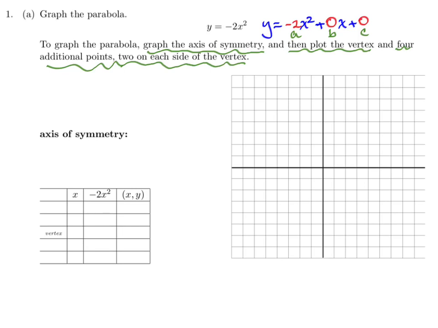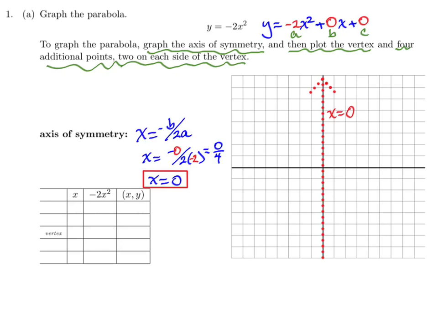All right, so the axis of symmetry, the first thing you want to do is write down the equation. So it's going to be x equals negative b over 2a. So b is 0 and a is negative 2, so let's plug those in. And so we get 0 over 4, which means we get x equals 0 as the equation of the axis of symmetry. So the vertical line x equals 0 is just the y-axis. So let's graph that. And now let's start filling in the table.